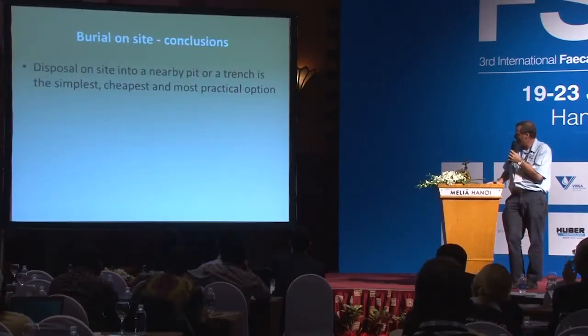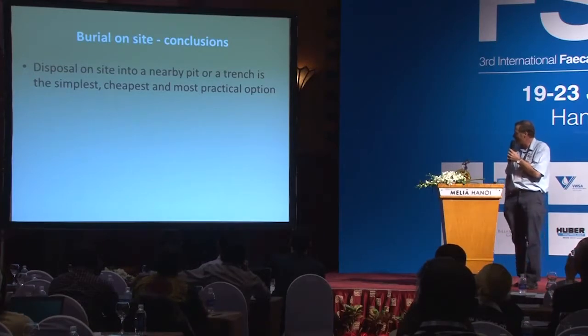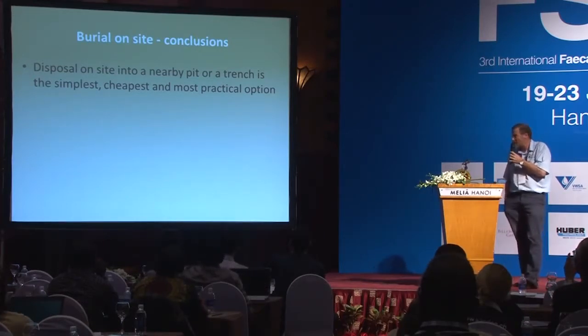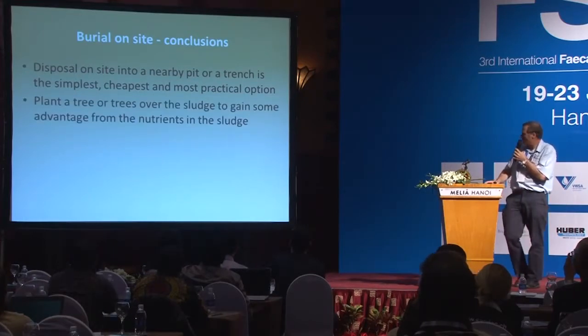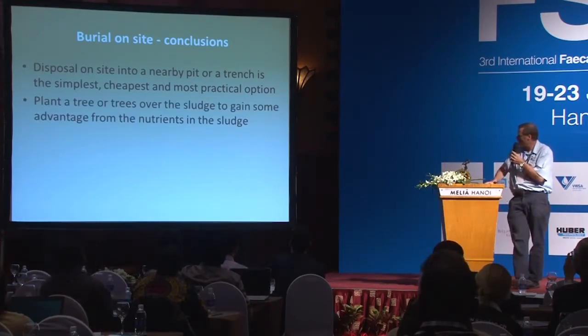So conclusions. Disposal on site into a nearby pit or a trench is the simplest, cheapest, and most practical option. Plant a tree or trees over the sludge to gain some advantage from the nutrients in the sludge. And if you don't want or can't bury the sludge, composting it for local use is probably the next simplest, best option. Again, honestly, I need you to do your work. Thank you.